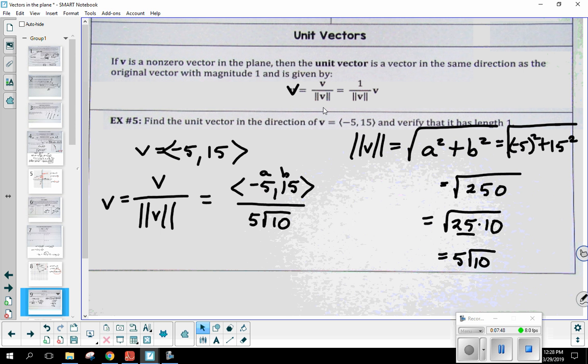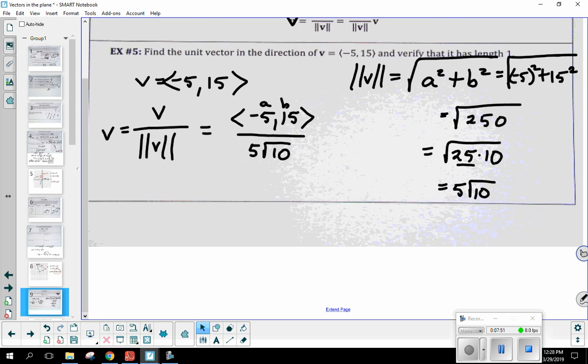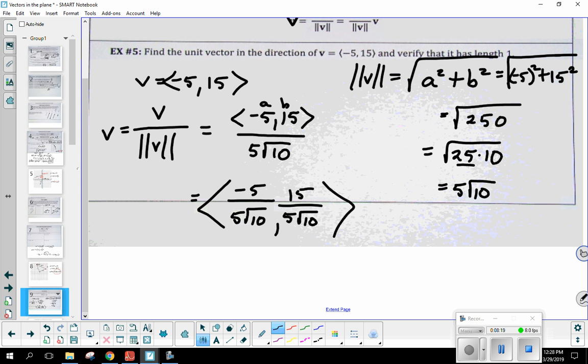Okay. So how do we simplify that? Well, I'm glad you asked. You'll just take each of these values, the a and the b, and you'll divide each one by that magnitude. So the first one, I would have negative 5 over 5 square root of 10. And then I would have 15 over 5 square root of 10. And then you just go ahead and simplify. Okay. Well, let's see. What can simplify in the first one? There you go. Because the 5s are going to cancel. So I'd be left with a negative 1, right? But see, we have negative 1 over the square root of 10.